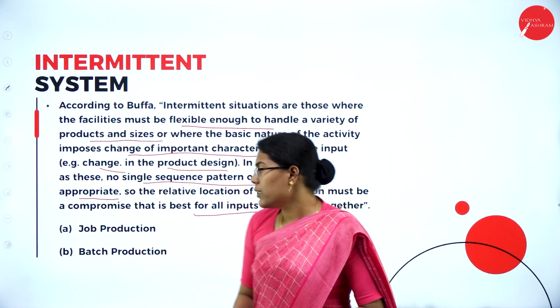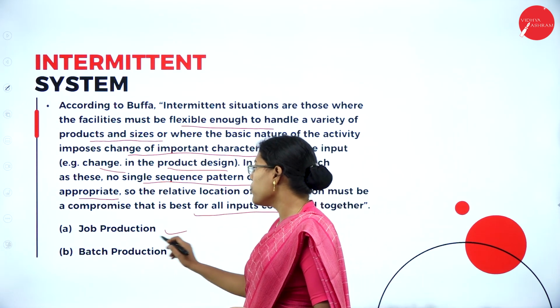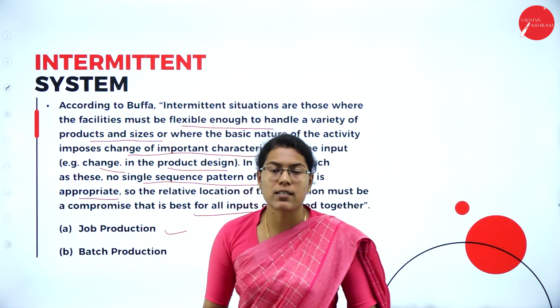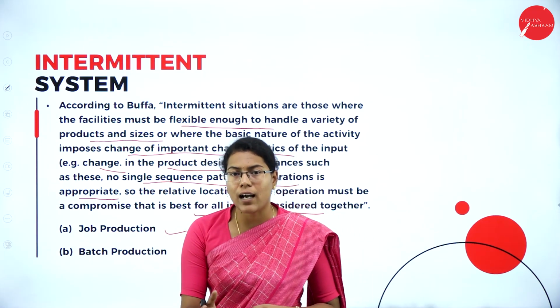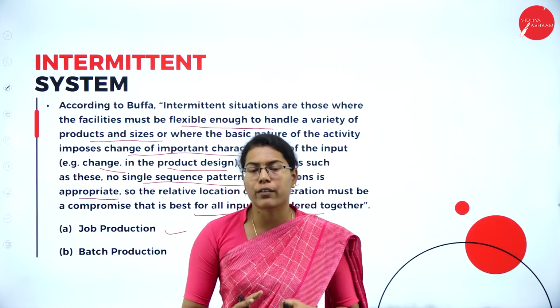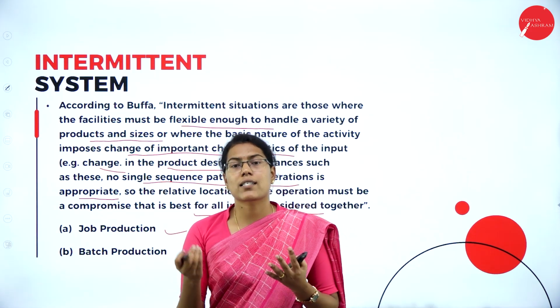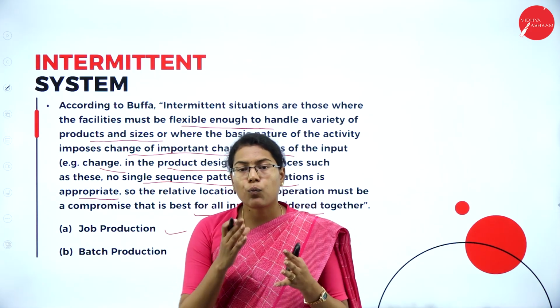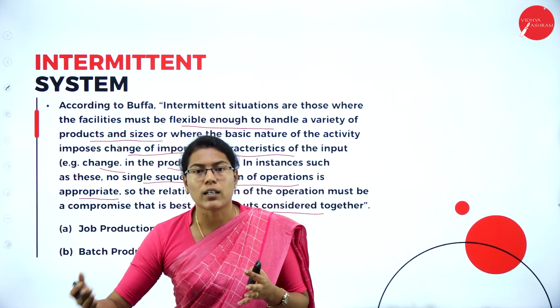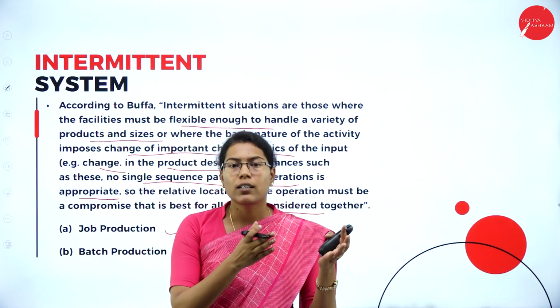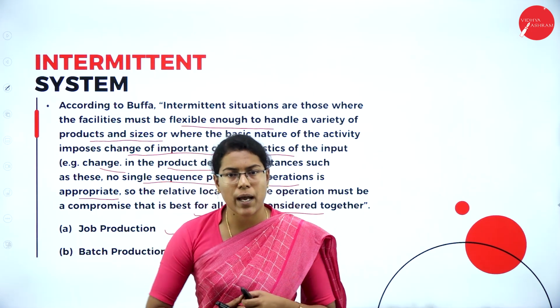Job production means the whole process of production happens for completing a single task or single product, for example shipbuilding or construction of a dam. Once that construction gets over, there will not be any other work or production flow that happens.